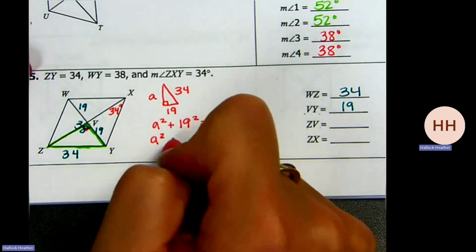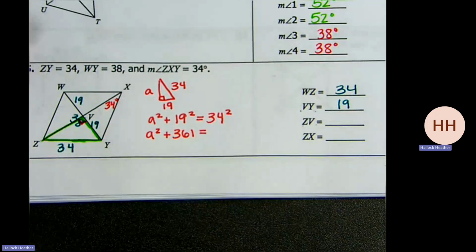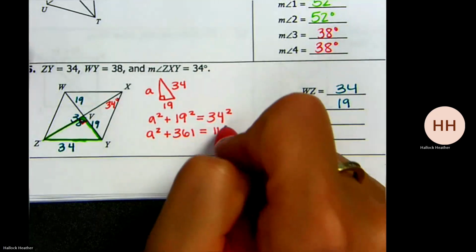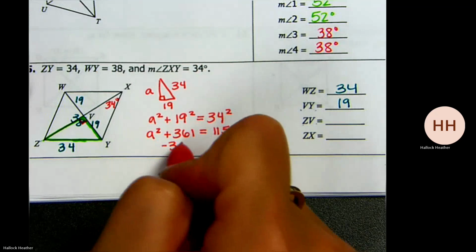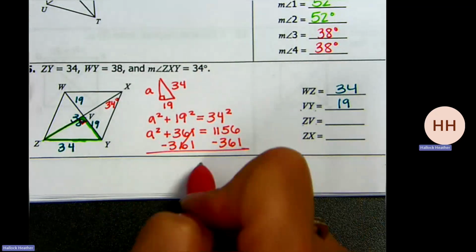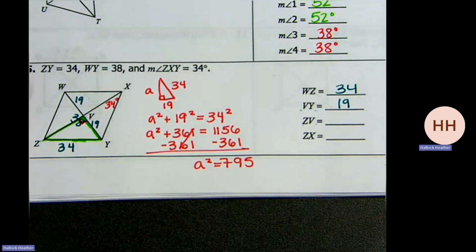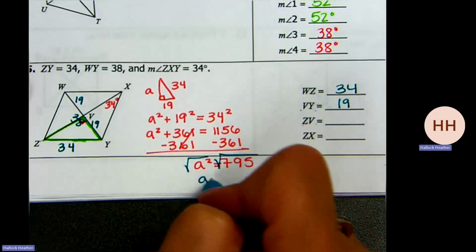What is it? 361. Yeah. What's 34 squared? Perfect. And now I can minus 361 to both sides, and then I can take the square root. So I have A squared equals 795. If I take the square root of both sides, what is A around?